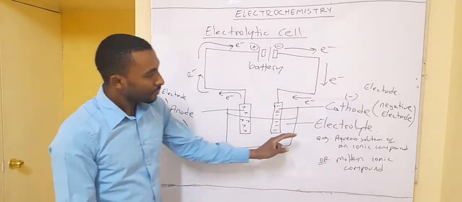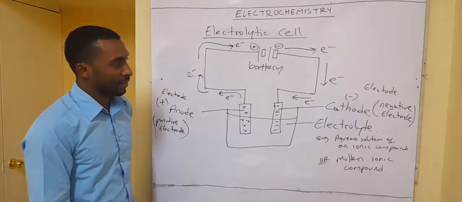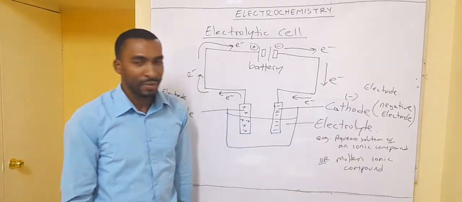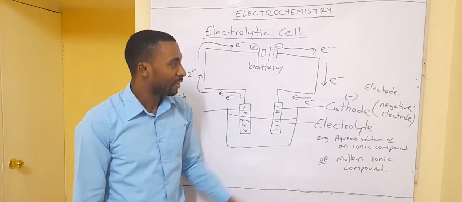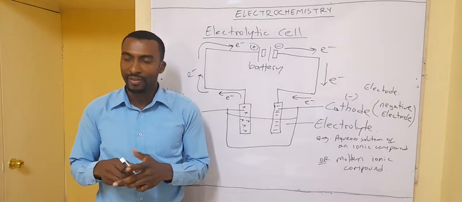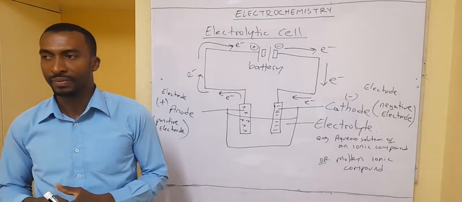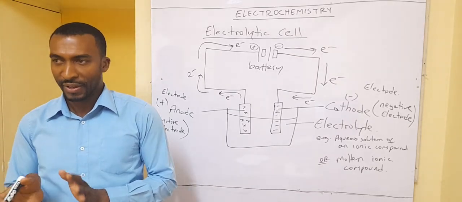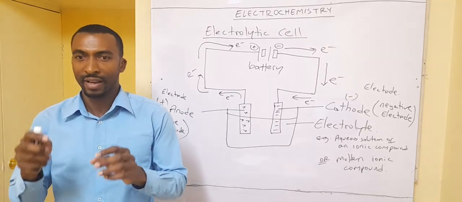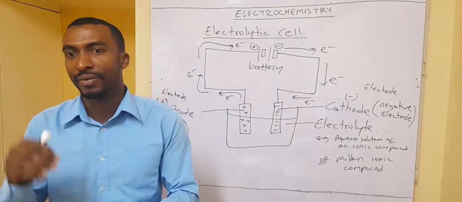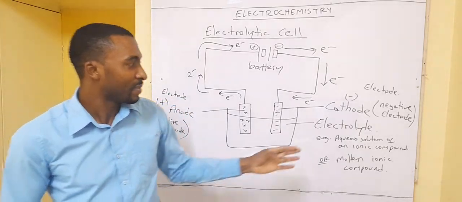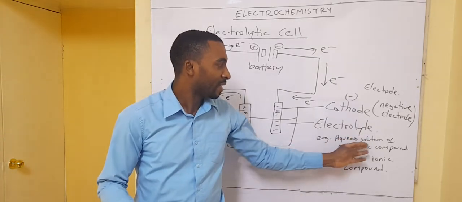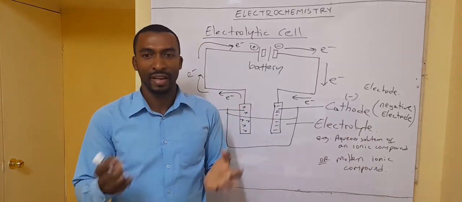Right? Now, so an electrolyte can be an aqueous solution of an ionic compound. Give me an example of an aqueous solution of an ionic compound. Copper sulfate. Copper sulfate in solution, AQ. Alright, so if we have copper sulfate crystals and we dissolve them in water, that becomes an aqueous solution of an ionic compound, and that's an example of an electrolyte.